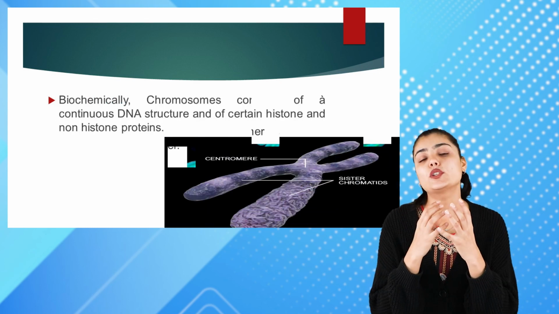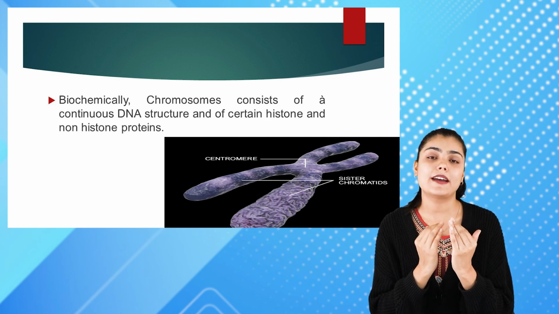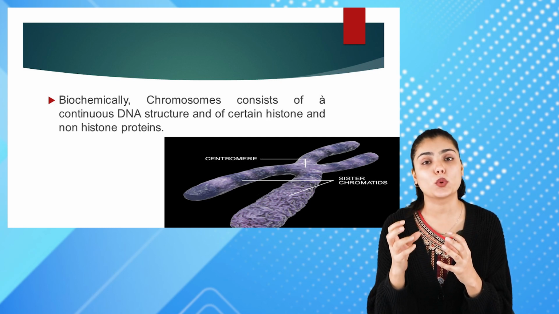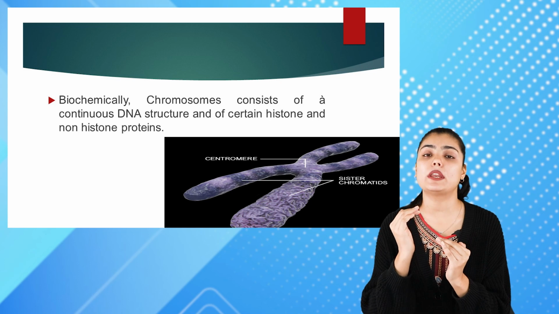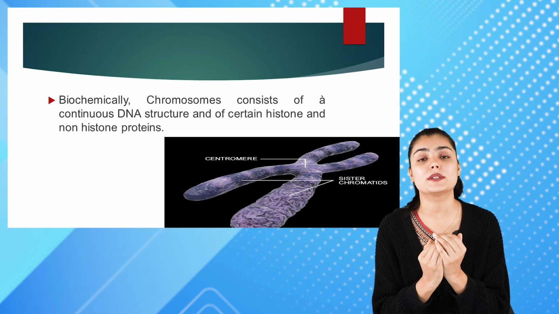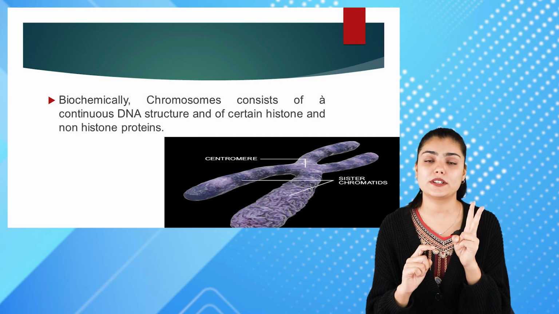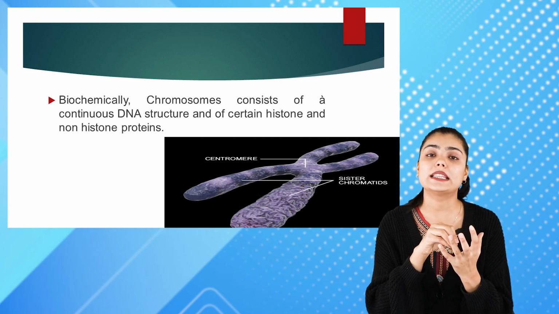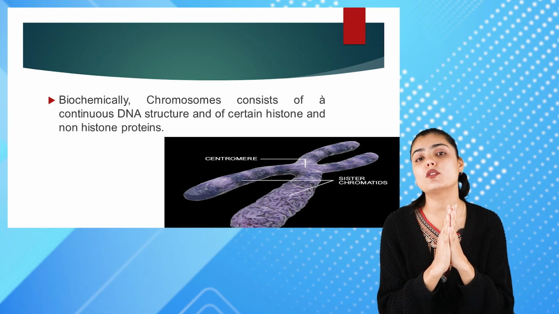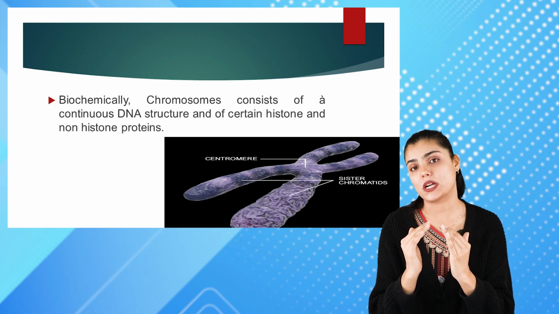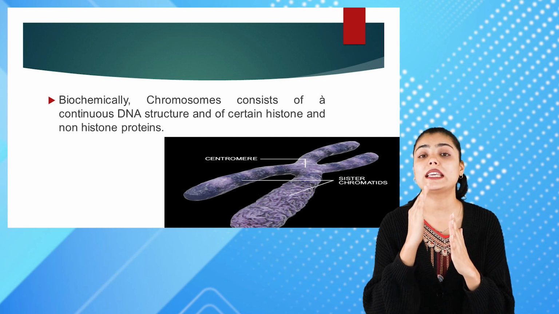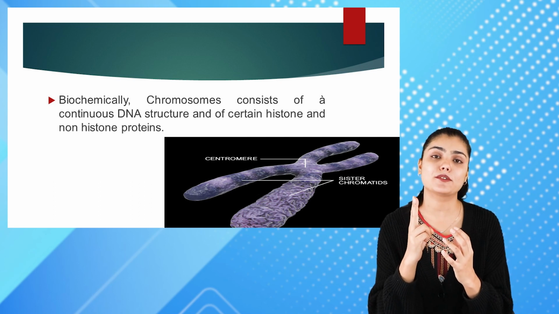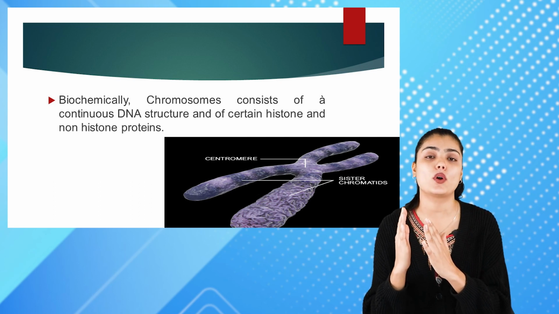Now, a chromosome can be defined as an X-shaped structure which is made up of DNA and proteins. There can be histone proteins and non-histone proteins. So chromosomes are made up of DNA and two different types of protein, that is histone and non-histone proteins. The chromosomes are visible in the nucleus of the cell. So what is a chromosome? As you can see here in the picture, a chromosome is an X-shaped structure made up of DNA and two different types of protein, the histone proteins and the non-histone proteins.